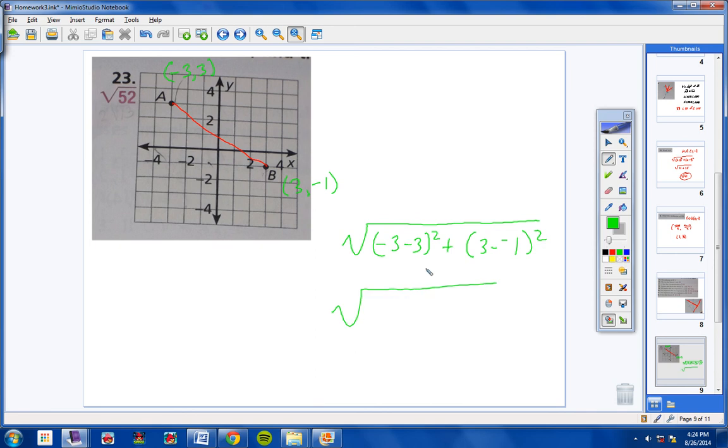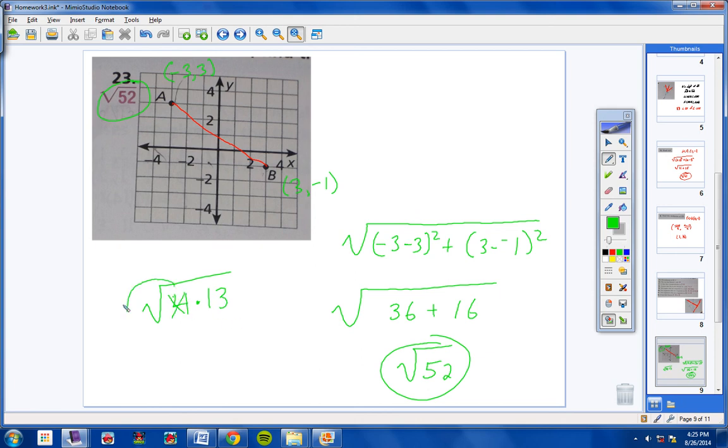All right, now negative 3 minus 3 is negative 6, and when you square negative 6 you get 36, plus 3 minus a negative 1 is 3 plus 1, that's 4, and 4 squared is 16. So when you add those two numbers together, you get the square root of 52. Okay, and that is a great answer. That's the answer they have right here. Don't forget also, you could break 52 down into 4 times 13. Okay, and then the square root of 4 is 2, so cross off the 4 and put a 2 on the outside. You could also put 2 square root of 13 if you wanted to.